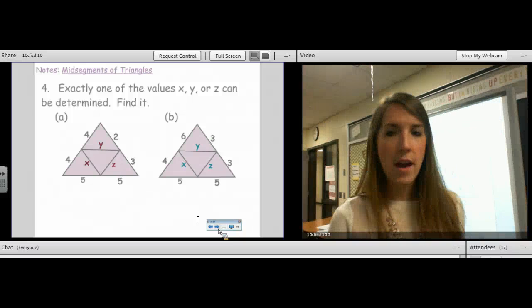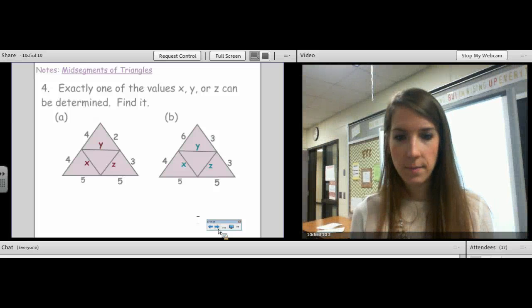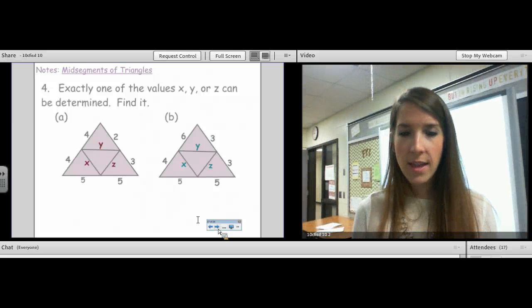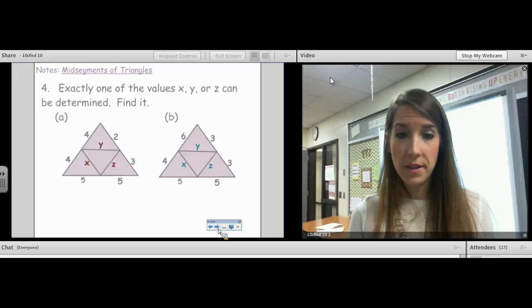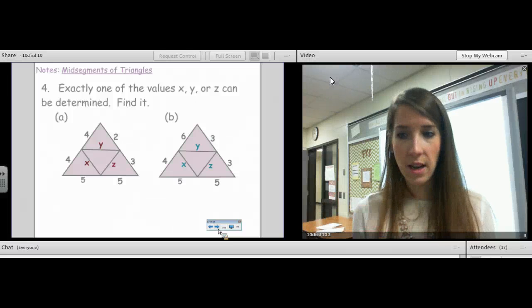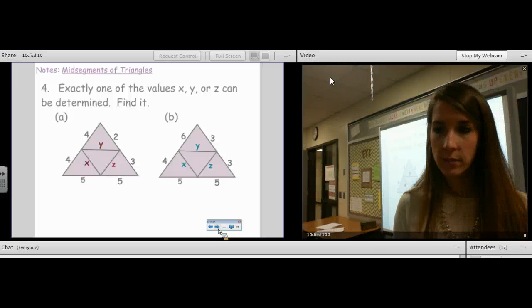Exactly one of the values, x, y, or z, can be determined. Find it. And then I skipped an important slide, so we're going to go back to that one in a second. So how do you work this one? Only one of those three is a midsegment. Only one of them. The rest are just pretending. So what you do is you find the midpoint.